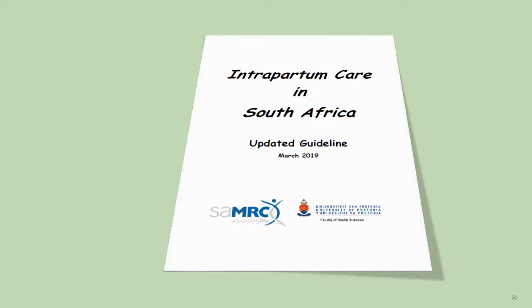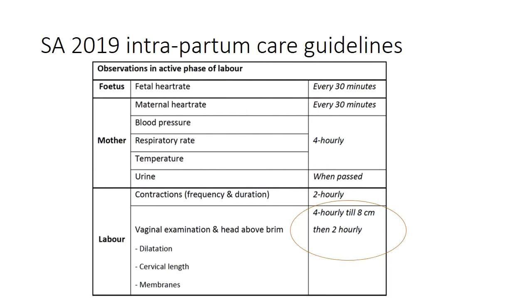And this is the Intrapartum Care Manual for South Africa, updated in March 2019, and it is available for download, and you can click on the link next to this lecture. The guideline says that vaginal examinations in the active phase of labor have to be done 4-hourly till about 8 centimeters, and then you can do them 2-hourly because it's then closer to full dilatation. So it's not necessary anymore to do vaginal examinations every 2 hours.